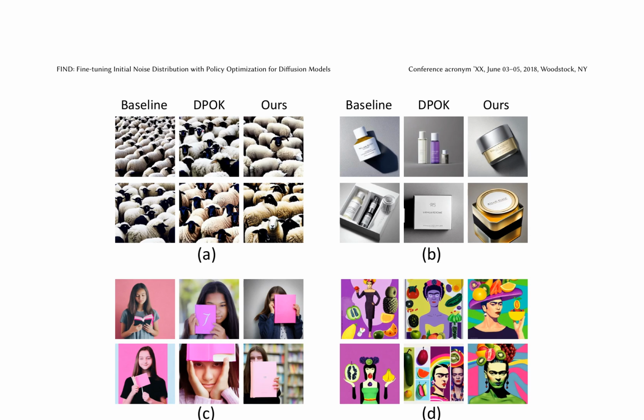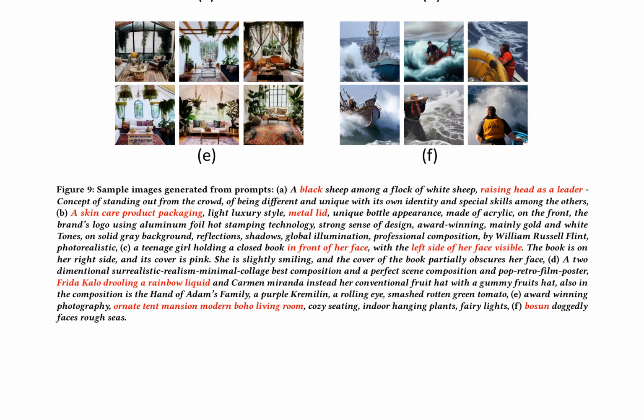The paper presents a novel approach to fine-tuning initial noise distributions in diffusion models using policy optimization, dubbed FIND. The authors demonstrate the effectiveness of FIND in generating high-quality images that match user-provided prompts. Figures 9 and 10 showcase the results of FIND, comparing them to baseline diffusion models and DPOK, a state-of-the-art method. The generated images exhibit diverse styles, compositions, and themes, ranging from surrealistic to photorealistic.